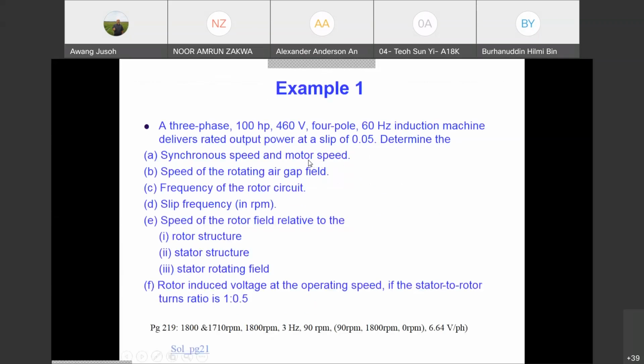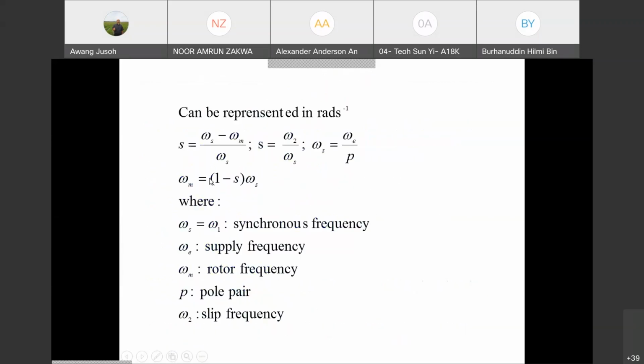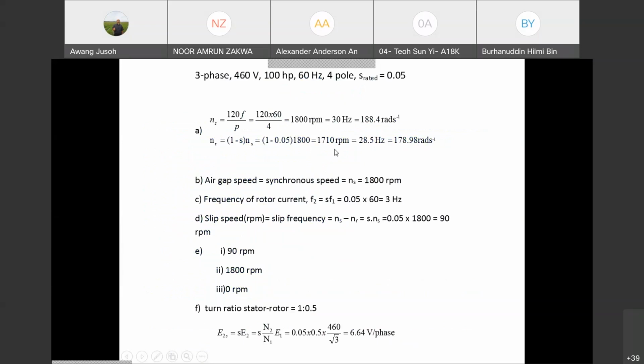Okay, motor speed. We have the formula just now. Where's the formula for motor speed? Here: 1 minus s multiplied by omega s. Slip is given already, which is 0.05. Omega s, we calculated just now, is 1,800. Then we get in RPM 1,710, or in Hertz 28.5, or in radian per second, this value, 178.98. So today you become familiar with these units. Later on when you see the unit, you can easily convert from RPM to Hertz, from RPM to radian per second, and the other way around.